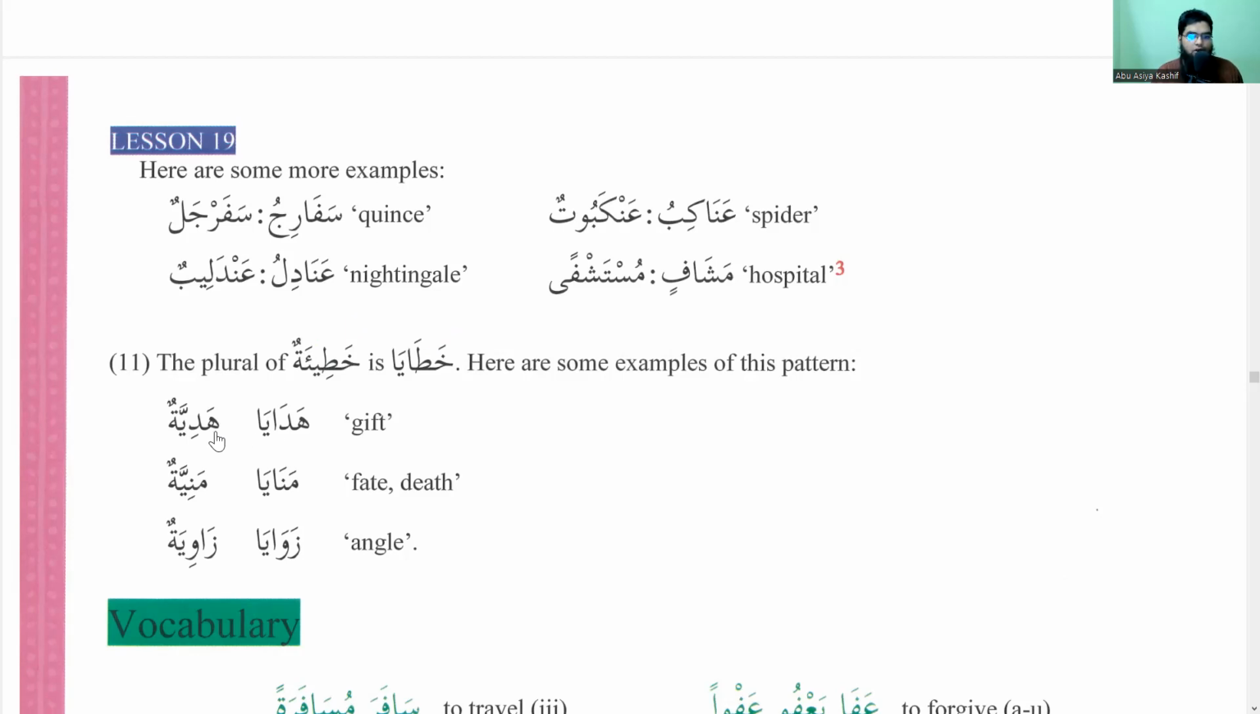Hadiyatun, hadaya. All these patterns. Fa'ilatun pattern. Hadiya, hadaya. Maniyatun, manaya. Manaya is death, fate. Zaviyatun is an angle. Zavaya, angles.